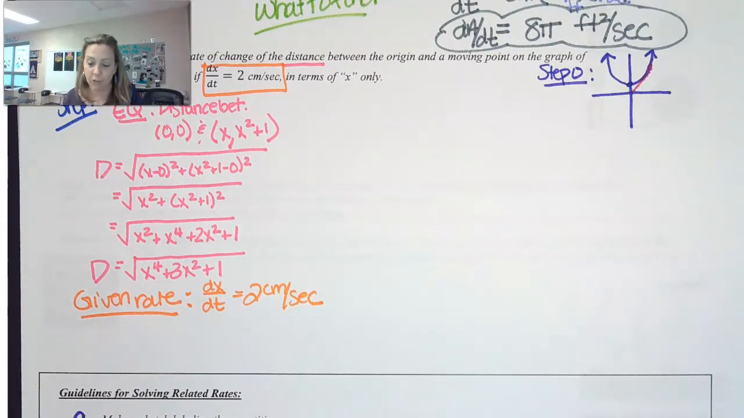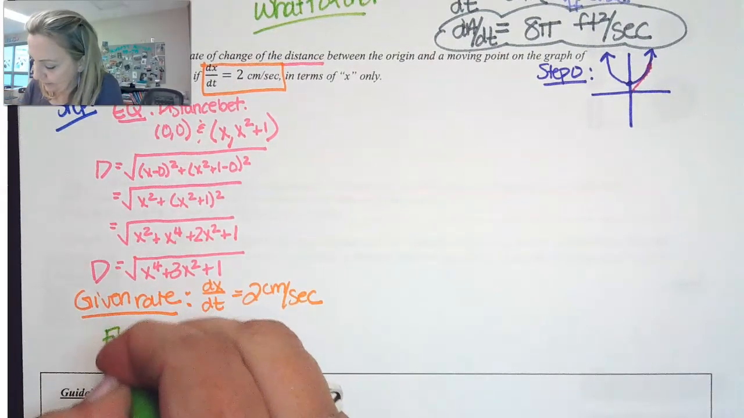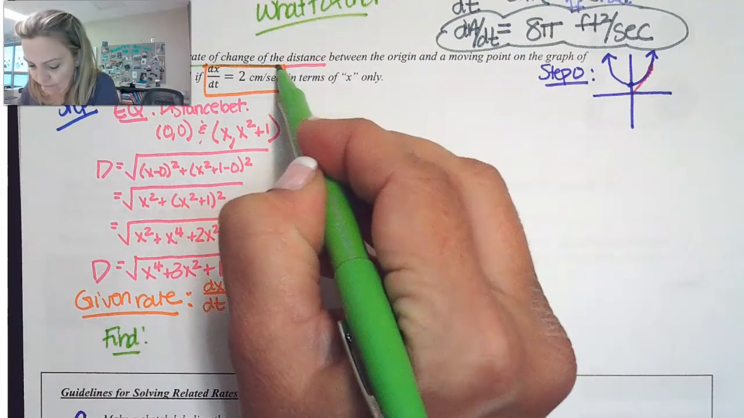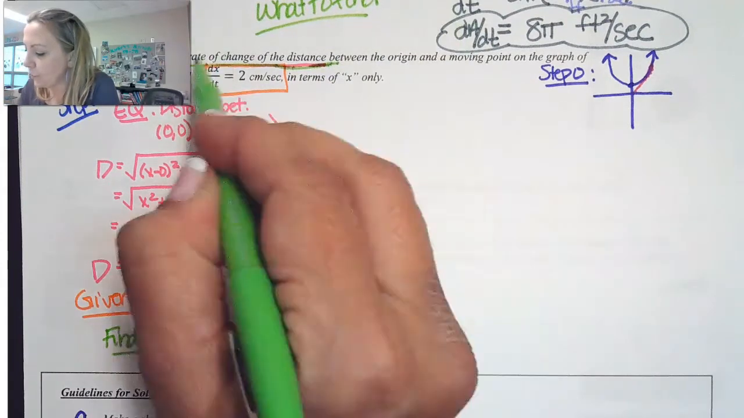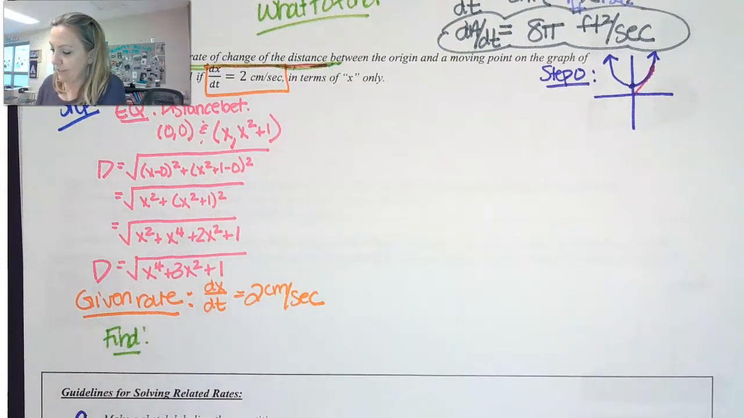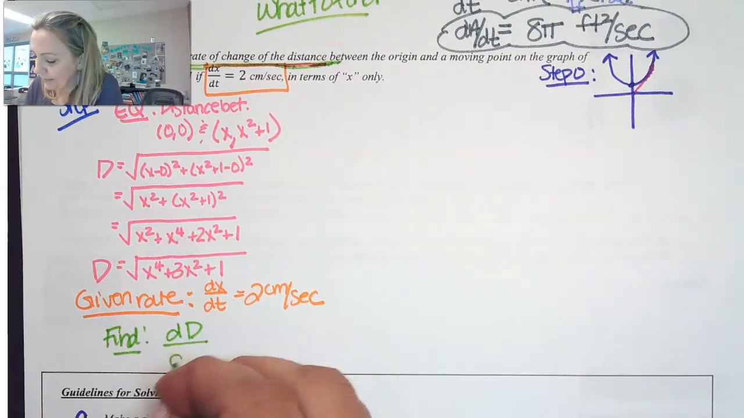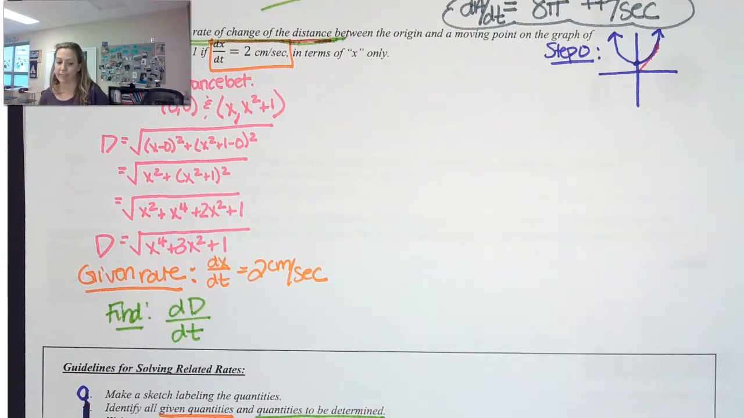That's our rate of change. And what it wants us to find is the rate of change of the distance between the origin and the moving point. So if we want to find the rate of change of the distance, that means that we want dd/dt, the change in distance over time. So that's step 1 for us to organize that information.